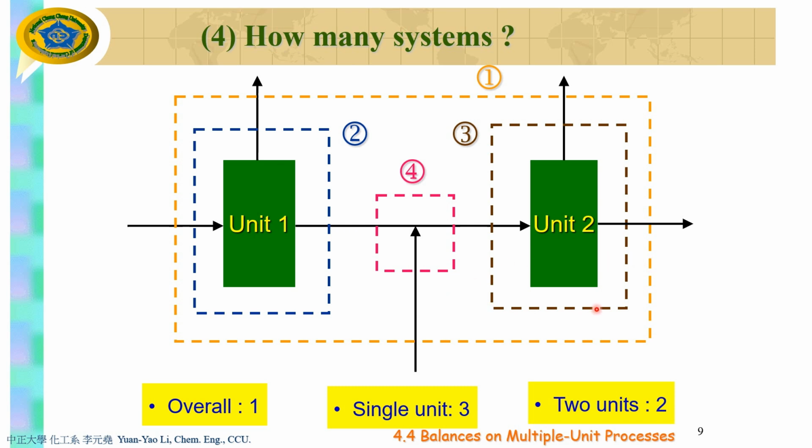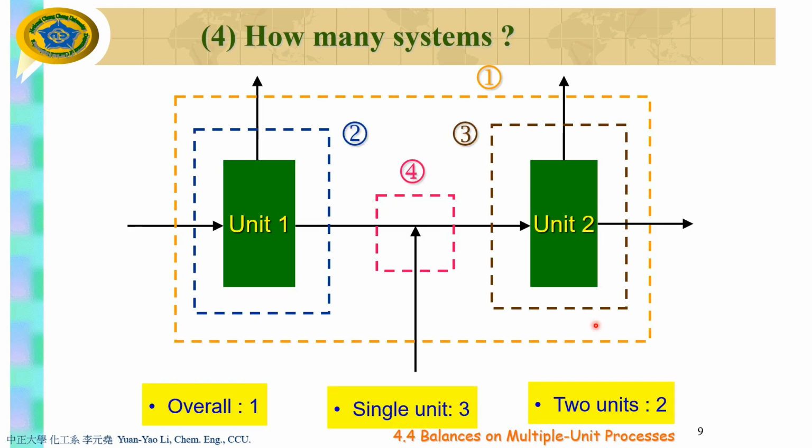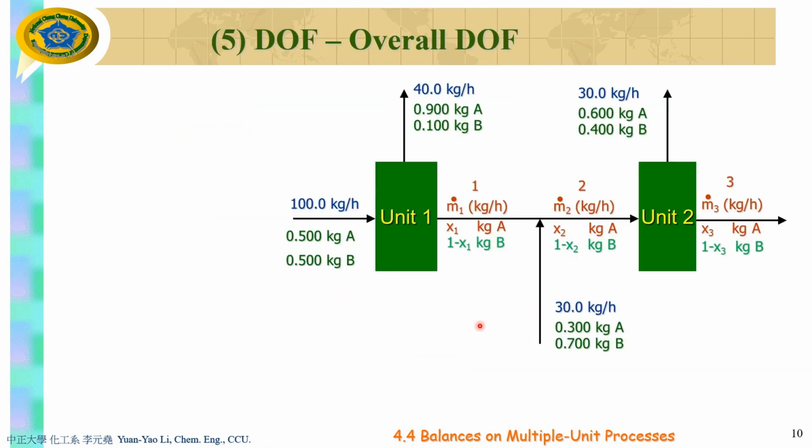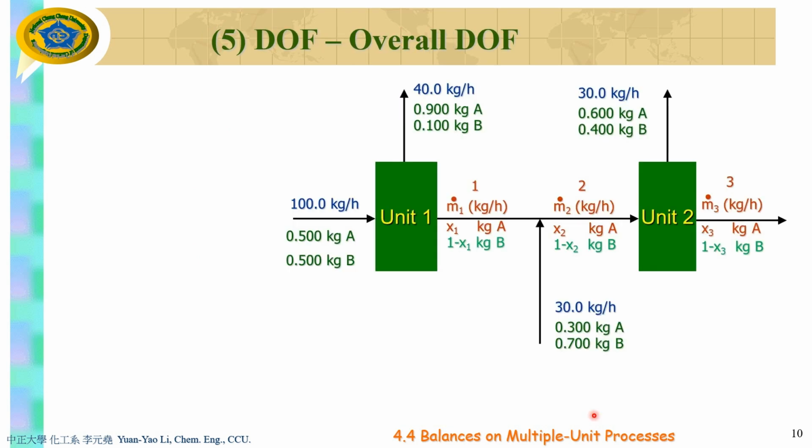Are you with me so far? Yes, right? No problem. Okay, so as we know, you can create so many systems. So which one do you want to go first? You want to go from overall input equal to output, or single unit input equal to output, or you want to go to a 2 unit system input equal to output? Of course, you do the easy way first.